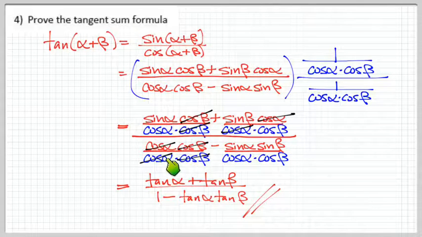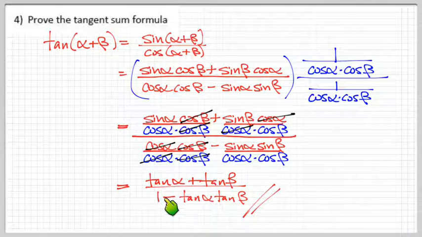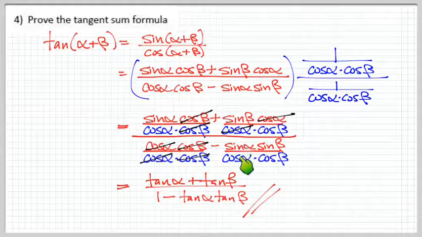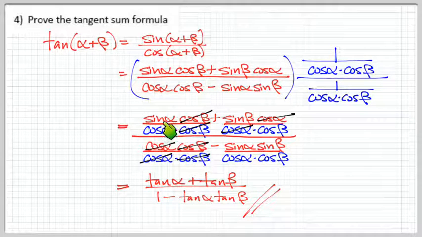And a lot of nice cancellation occurs. This entire piece here turns into 1. This piece here you can see as tangent alpha. This piece here you can see as tangent beta. These cancel out. We have tangent beta here. These cancel out. We have tangent alpha here.